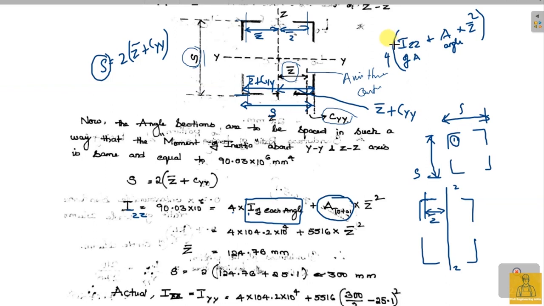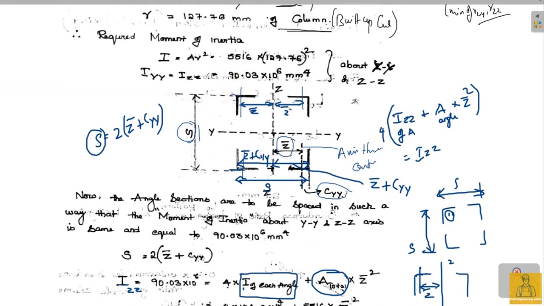Okay, all built-up columns. But here you need to understand the reason for using this equation. We already found out what the IZZ is, isn't it right? 90.03 into 10 to the power of 6 in the above step. We found it out already here.